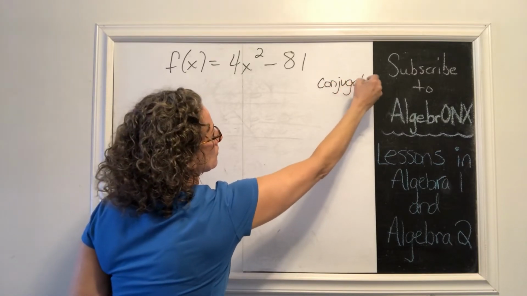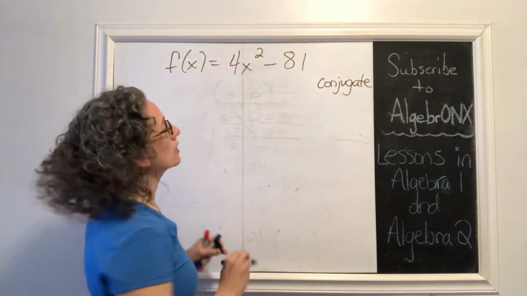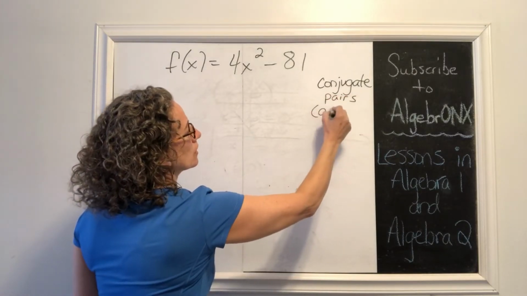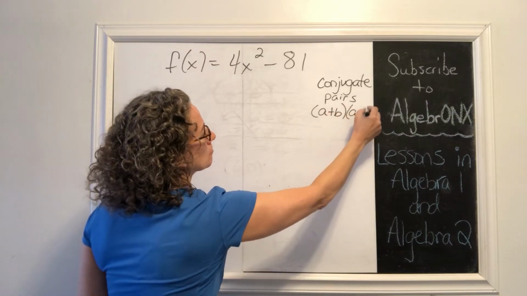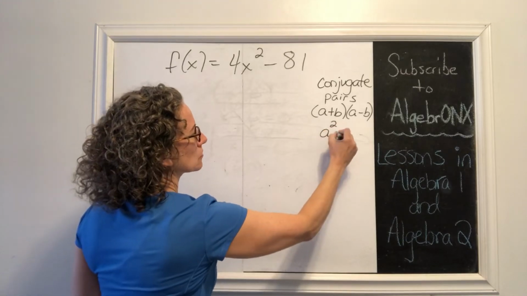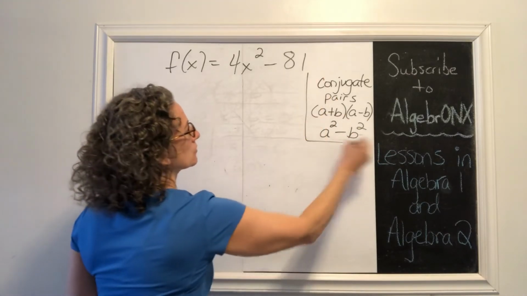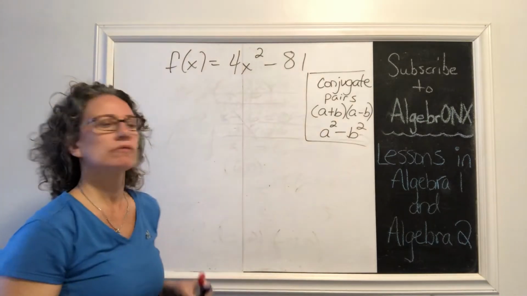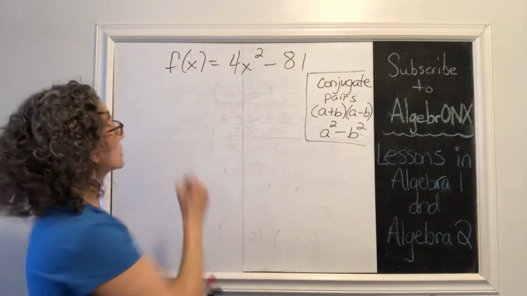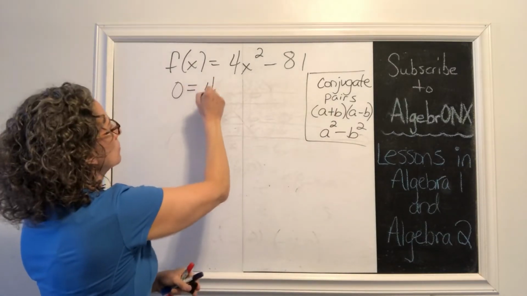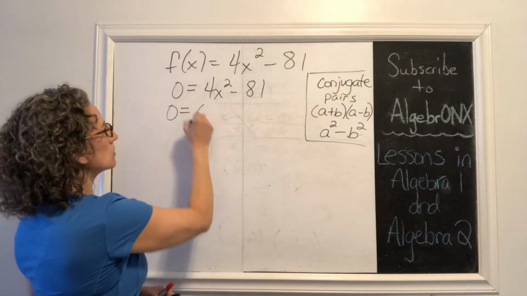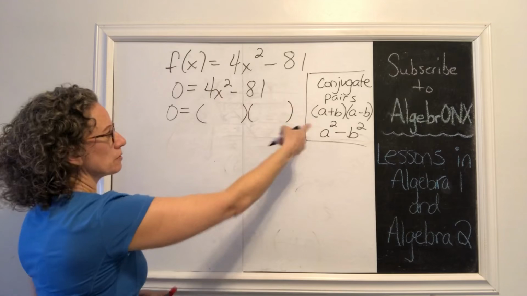So recall when we were practicing factoring, we had the conjugate pairs where if a plus b, the other one was a minus b. Those are conjugate pairs. And they multiply to give you a squared minus b squared. So that's the situation we have right now. And we're going to have this broken into conjugate pairs. So solve for the zeros of the function. 0 equals 4x squared minus 81. Step 1. Step 2, 0 equals, let's factor it into the conjugate pairs.